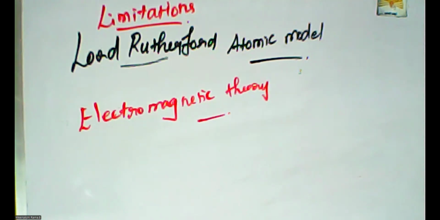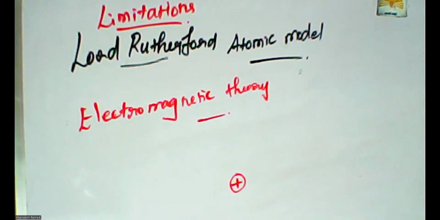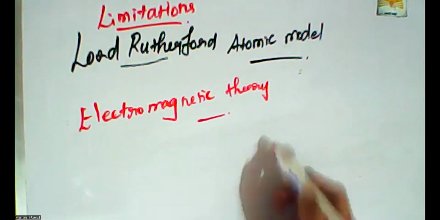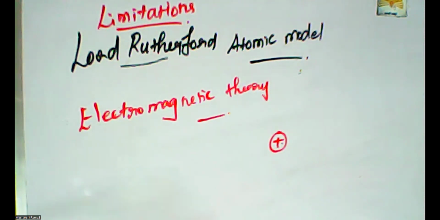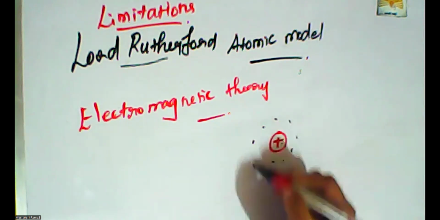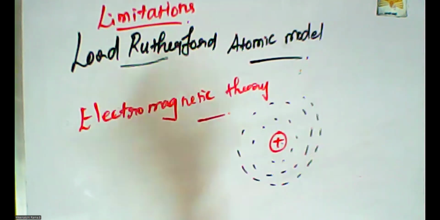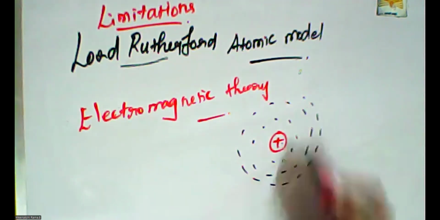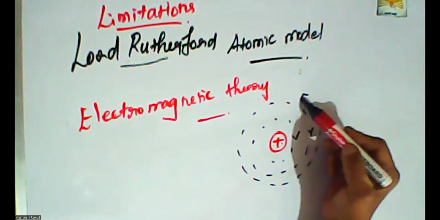So here also, around the nucleus, the electrons are revolving. So this is the point we know. The electrons are revolving around the nucleus continuously. So due to this loss of energy, the path of the electron may reduce. Finally, the electron should fall into the nucleus.